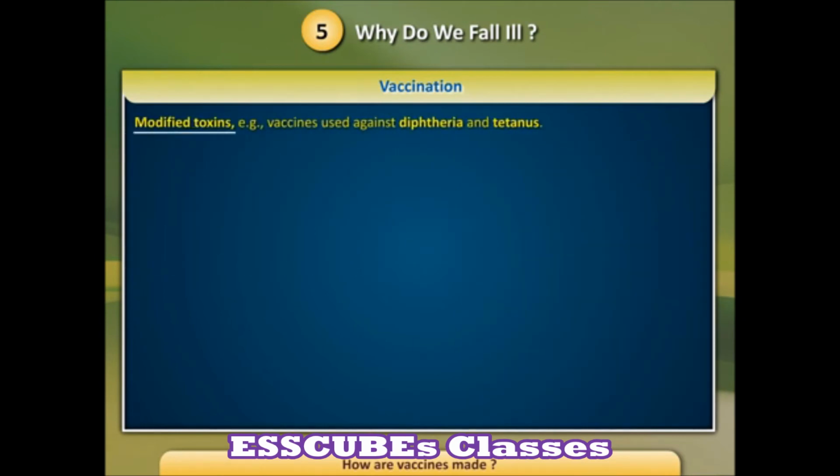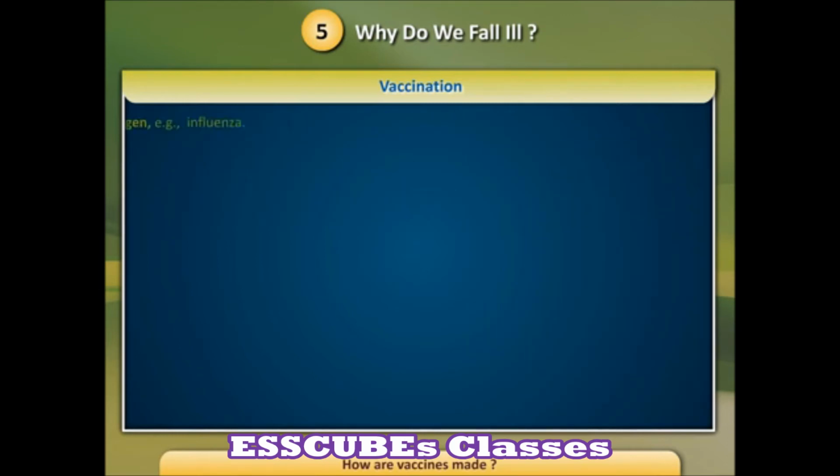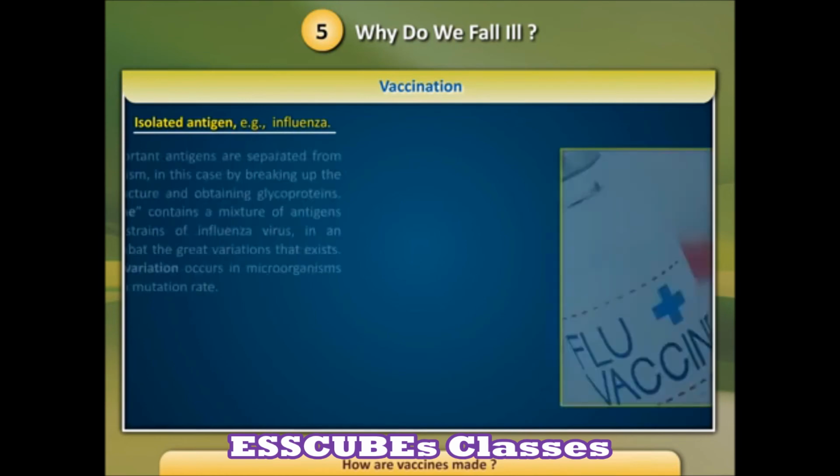Modified toxins, for example, vaccines used against diphtheria and tetanus. In this type of vaccine, the toxoids, toxic substances produced by the bacteria, are made harmless. Toxoids are used to stimulate antibody production, but there is no risk of infection by the pathogen. Isolated antigen, for example, influenza.